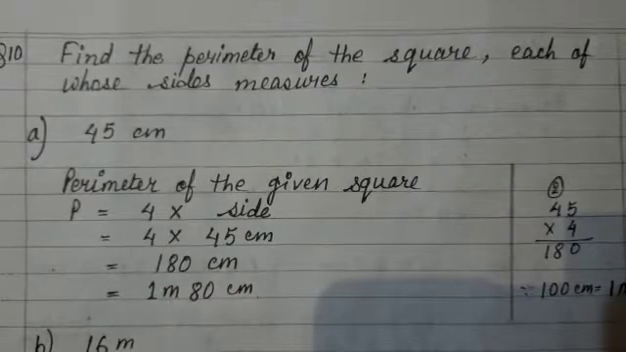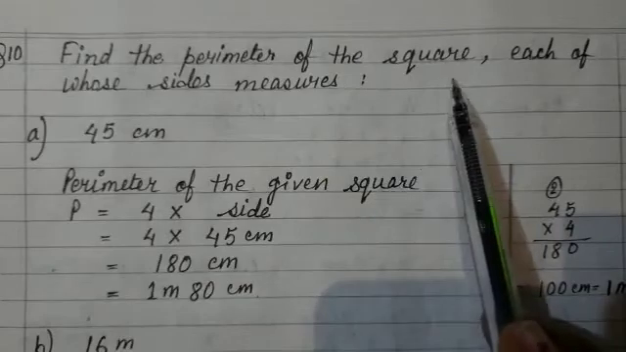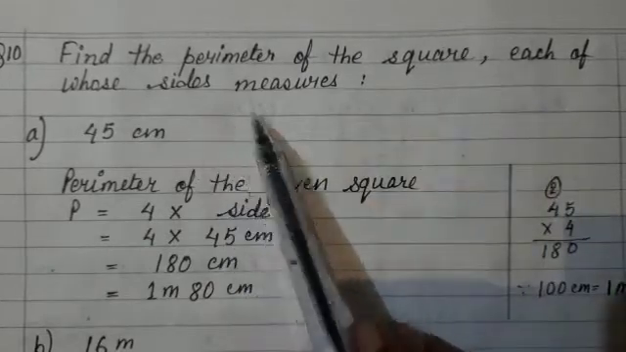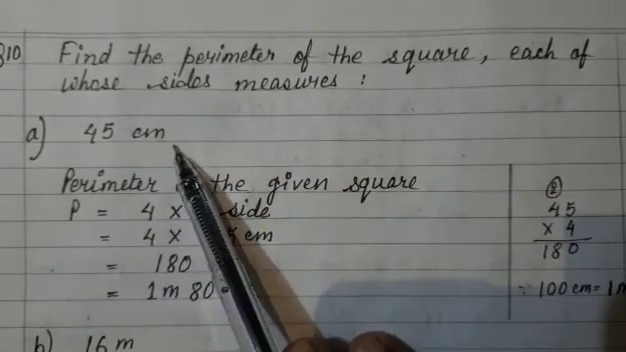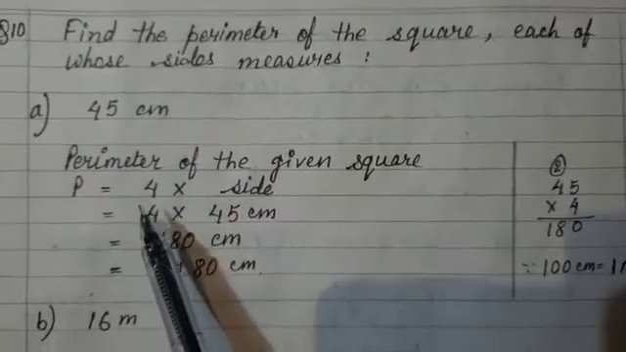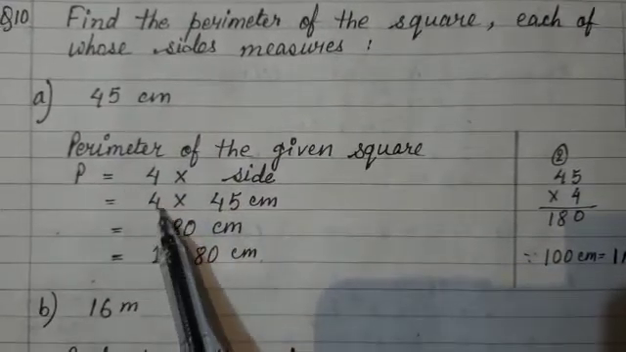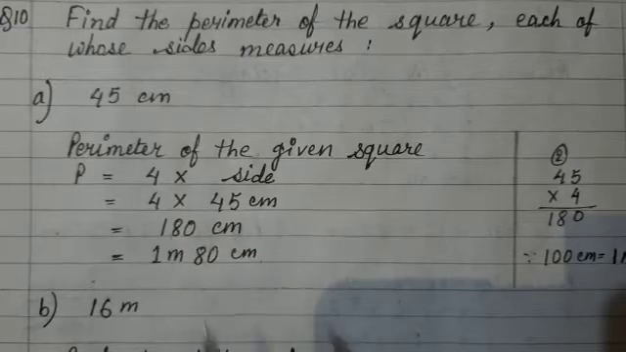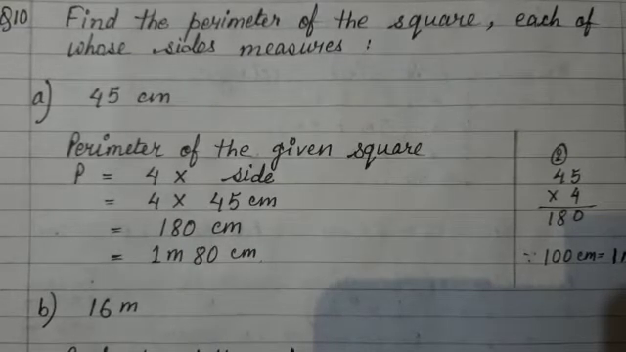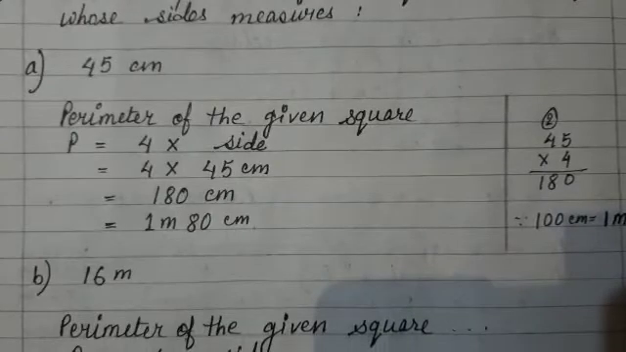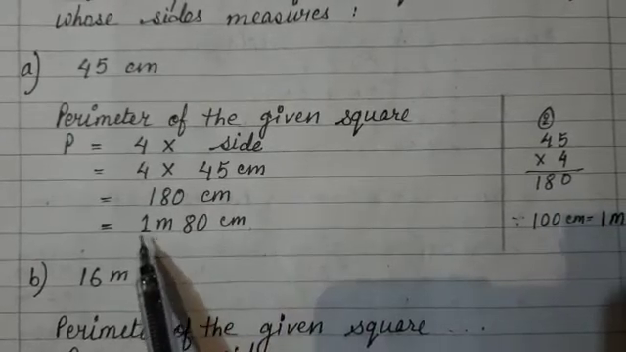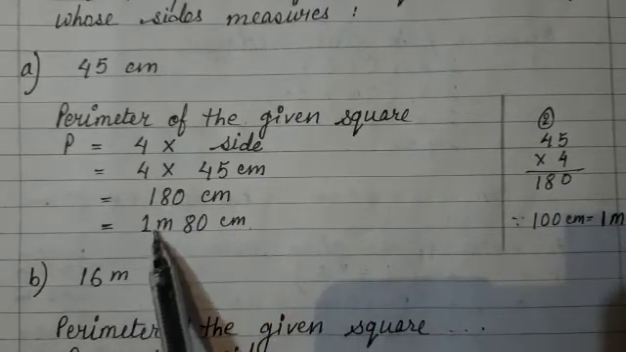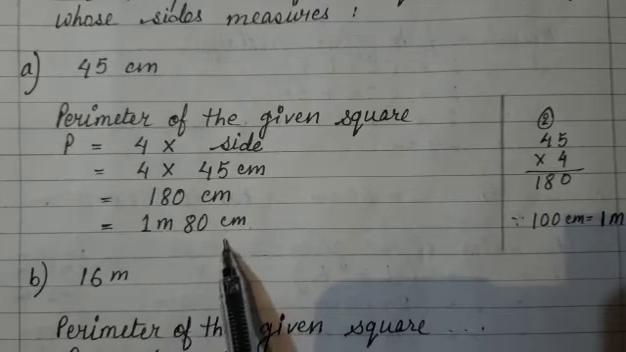Now, see question number 10. Find the perimeter of the square, each of whose sides measure 45 centimeter. As we know that perimeter of a square is equal to 4 into side. Therefore, 4 into 45 centimeter, we are getting here 180 centimeter. And 100 centimeter is equal to 1 meter. Therefore, we can write 180 centimeter is equal to 1 meter 80 centimeter.